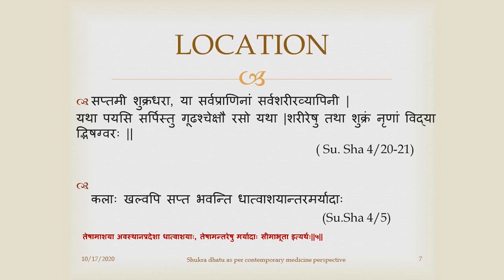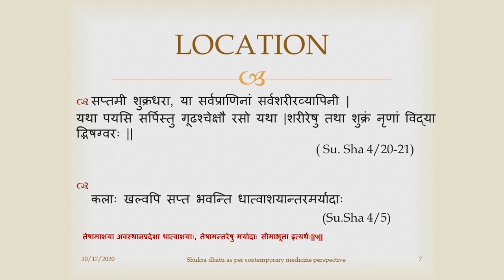Border in between Dadu and their Ashaya. Here the word meaning of Ashaya is explained like Tesham Ashaya Avastana Pradesha. Avastana Pradesha in the sense it is restricted or bounded, or it is a restricted space. So Dadu and their Ashaya is separated by a thin layer of structure known as Kala.